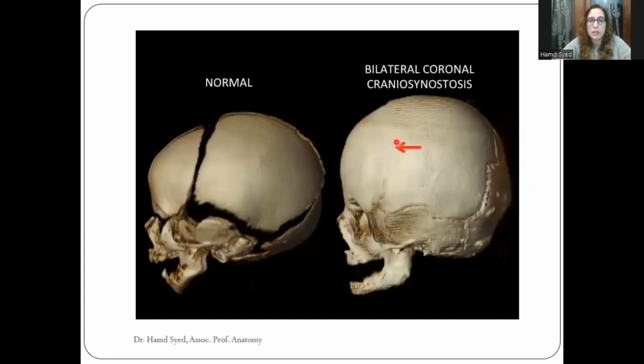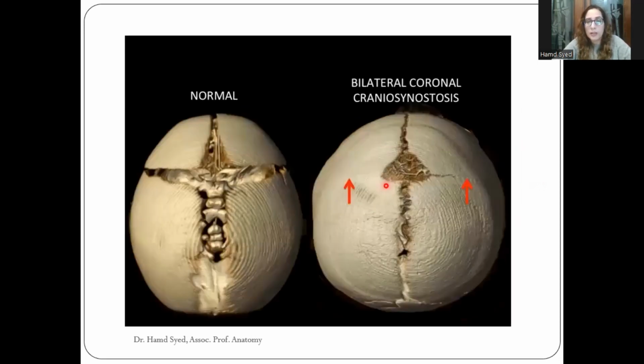So here you can see the bilateral coronal craniosynostosis. This was the coronal suture and it has prematurely closed on either side. And over here, if you look at the skull from above, here is the normal skull. This is the coronal suture present between the frontal and the parietal bones. But in case of brachycephaly, premature closure of this coronal suture has produced a skull which is rounded and wide in the lateral direction, but not anteriorly or posteriorly.